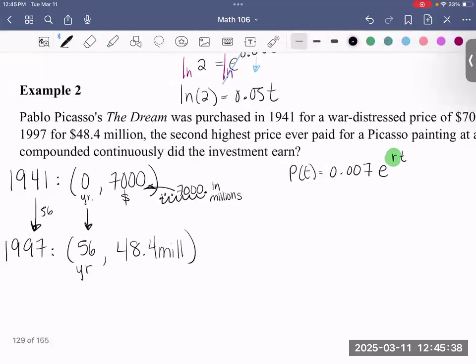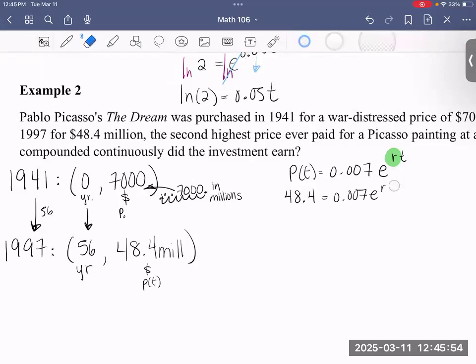We also know that this is in dollars. This is P of T. This is P naught. So we know that this is 48.4, and again, this is in millions over on this side. And we know that T, your time frame, the difference between these two, is 56 years. So this is how we can go about solving for your rate.